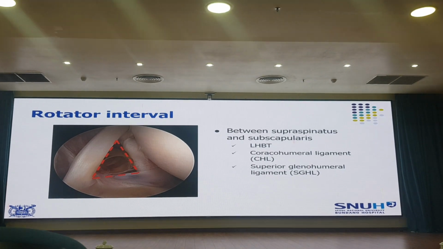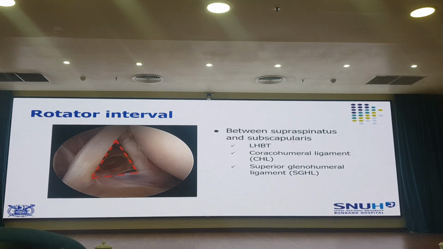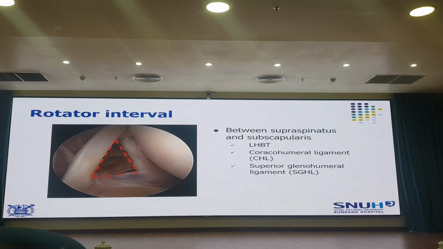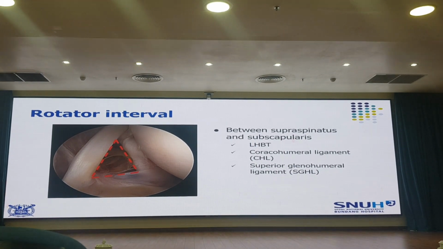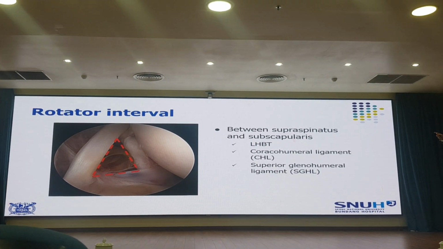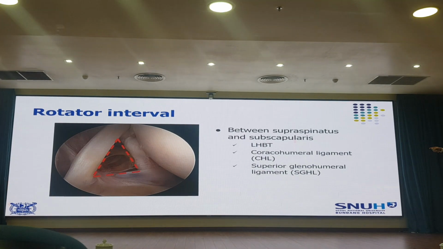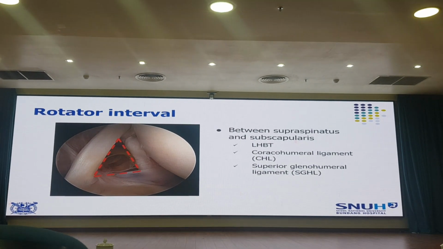You can see the rotator interval in the arthroscope. In the arthroscope, we use the rotator interval as the anterior portal. This is defined by the long head of the biceps tendon, the subscapularis and the medial glenohumeral ligament.